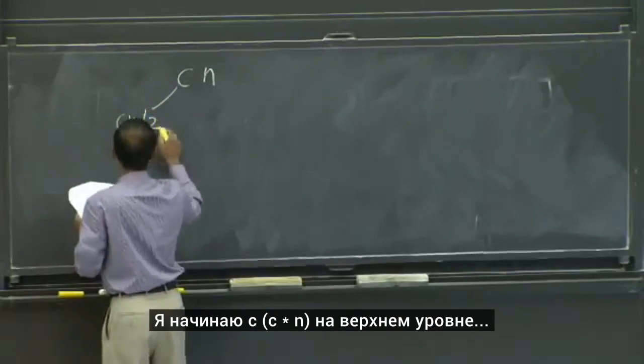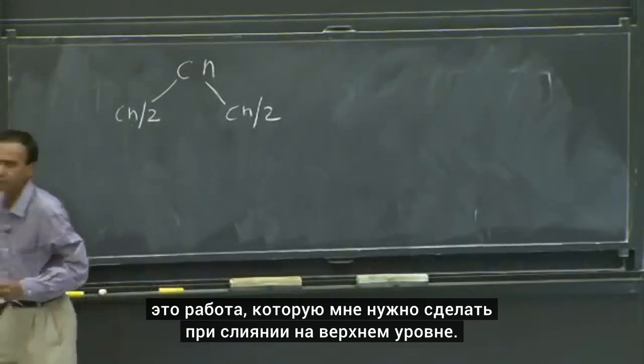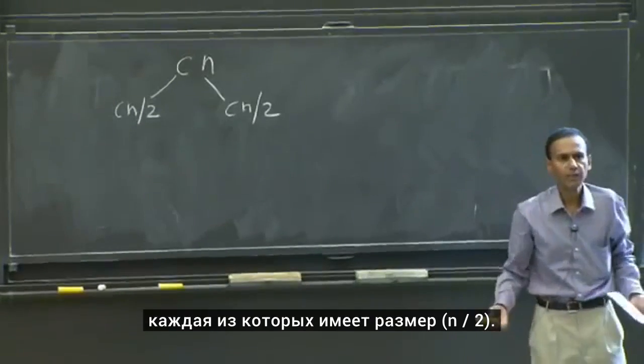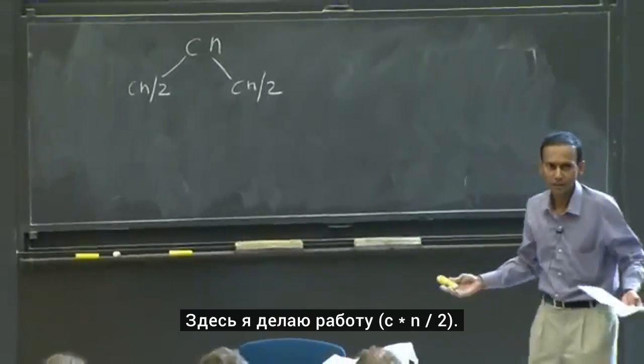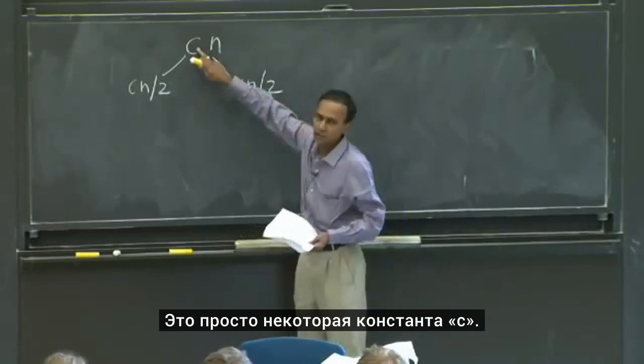So when I go C of n at the top level, that's the work I have to do at the merge at the top level. And then when I go down to two smaller problems, each of them is size n over 2. So I do C times n divided by 2 work. So this is just a constant C.